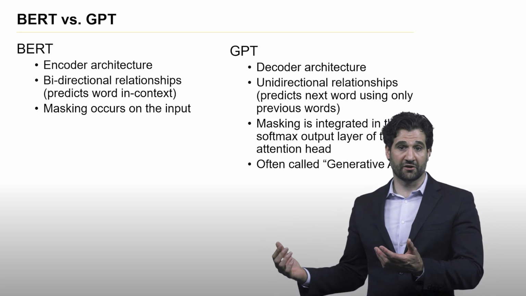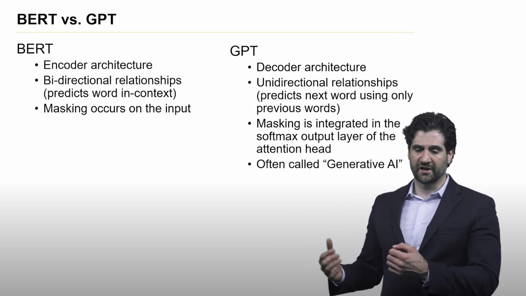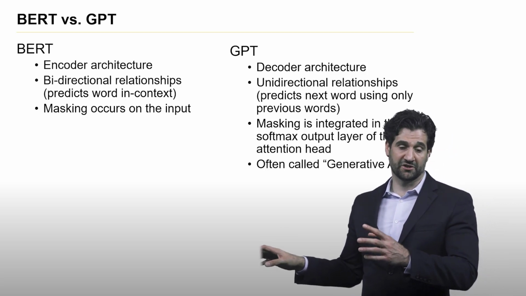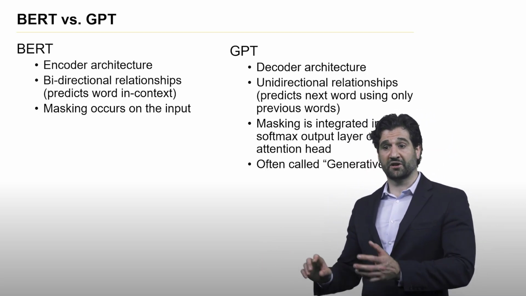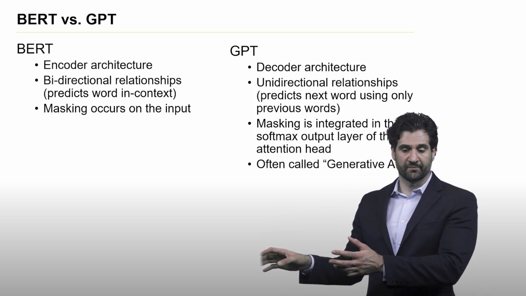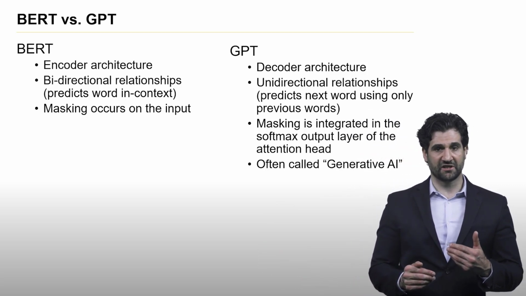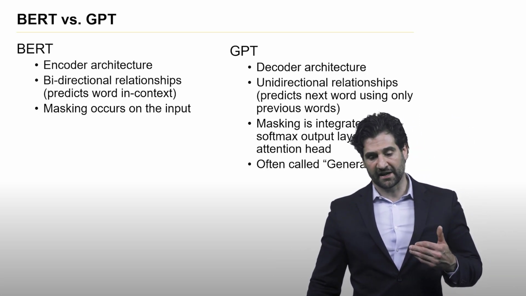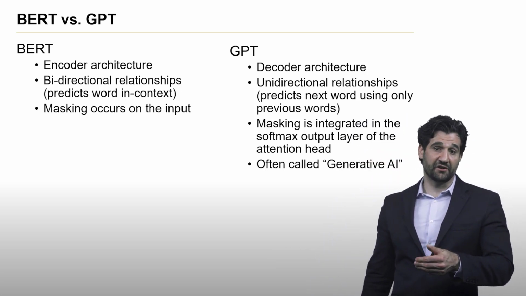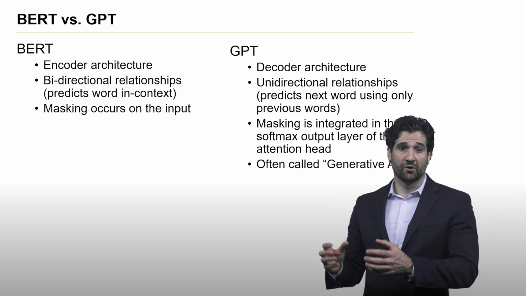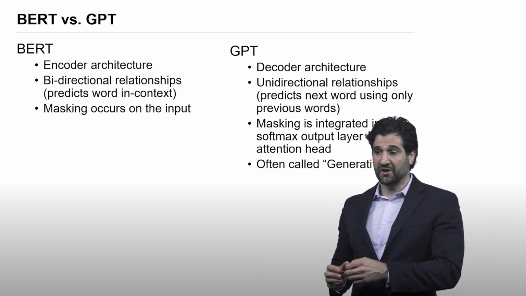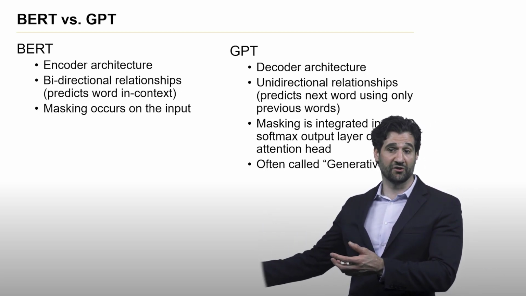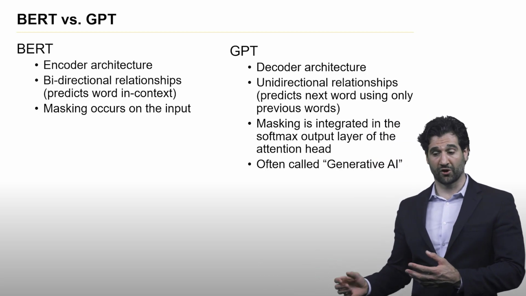GPT, which is a decoder architecture, we're looking at something a little different. Here now we have only unidirectional relationships because we only want to predict the words that are coming in the future. And here the masking is actually integrated into the softmax layer of the attention head. And it's these ideas that lead to generative AI because now we're predicting words that are in the future, not based on anything that we have maybe prior knowledge of what comes after those words, only what comes before.